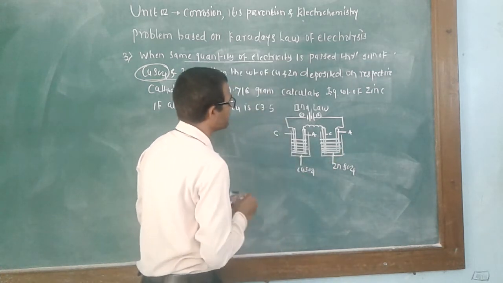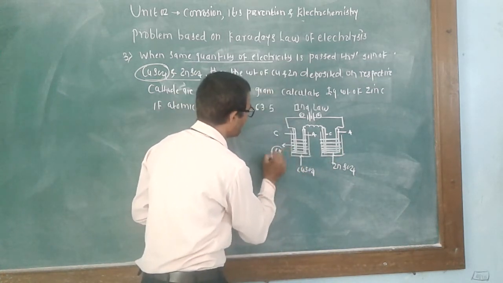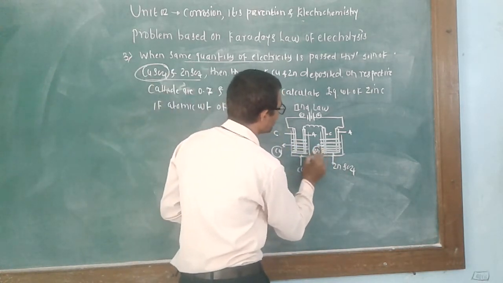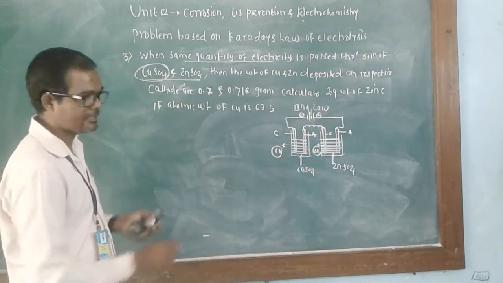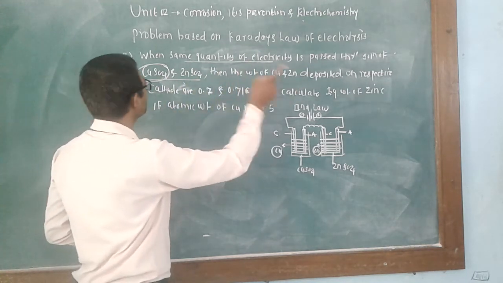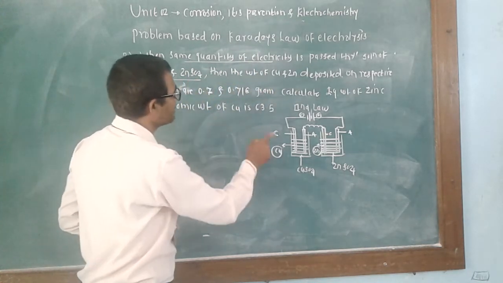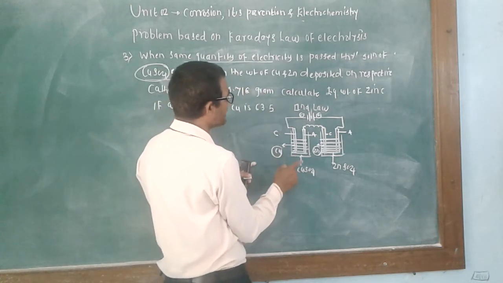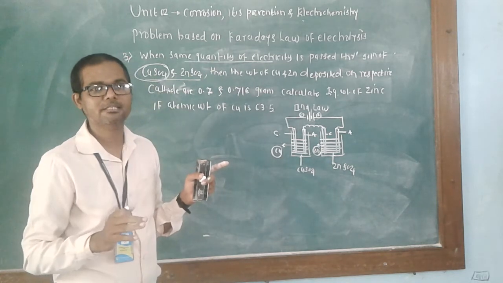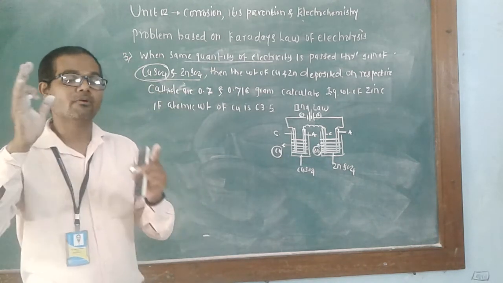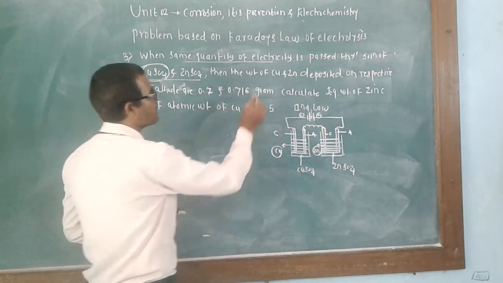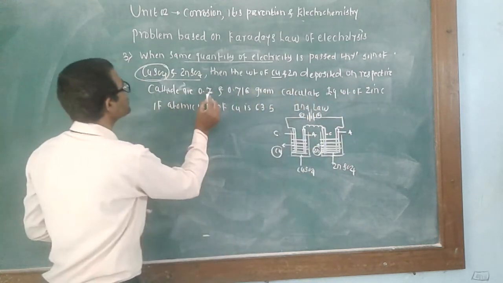From copper sulfate, the copper is deposited on the cathode. And from zinc sulfate, the zinc is deposited on the cathode. So this is the second part. Now here the two electrolytes are given. The same quantity of electricity is passed through the solution of copper sulfate and zinc sulfate. From the copper sulfate solution, copper is deposited at the cathode and the weight of copper deposited is given as 0.7 gram.